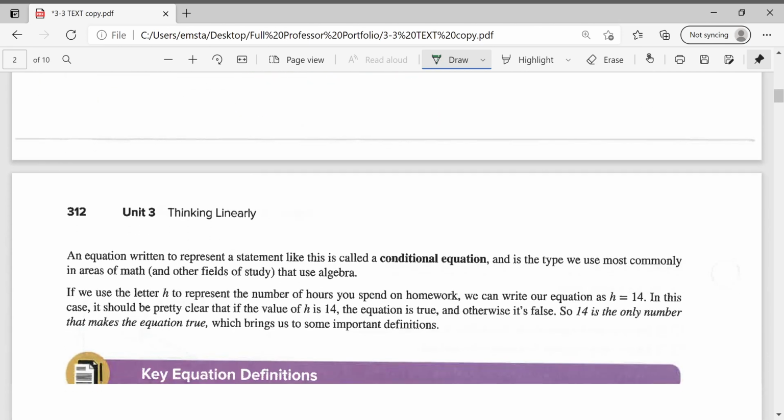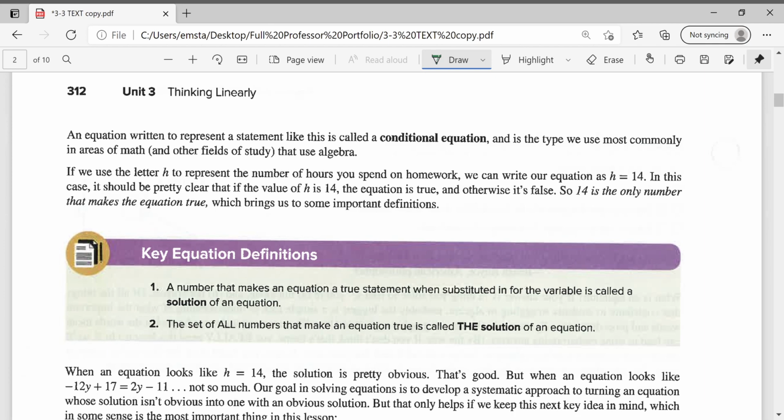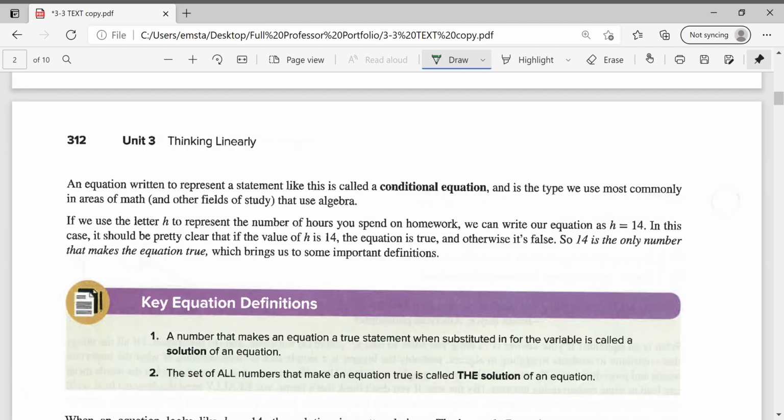Turning the page to page 312, the top of page 312 says, an equation written to represent a statement like this is called a conditional equation, and it's the type that we most commonly study. If we use the letter h to represent the hours you spend on homework, we can write our equation as h equals 14. In this case, it's pretty clear that the value of h is 14. And if it's not, it's false. 14 is the only number that will make it true.